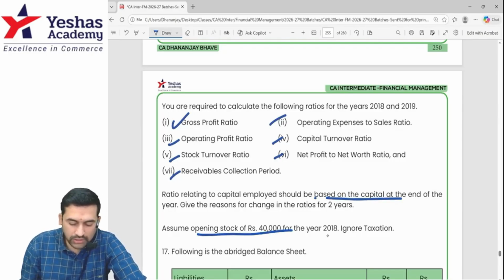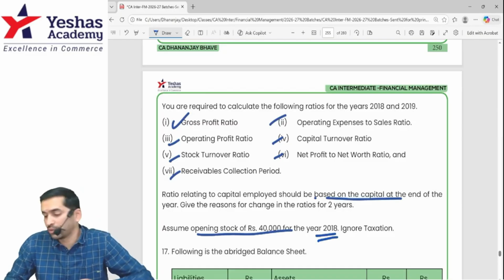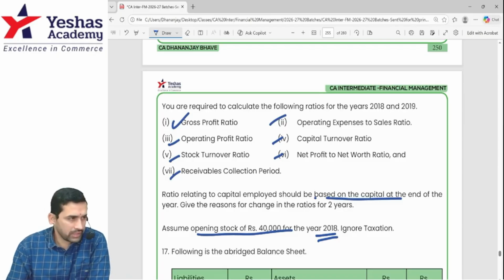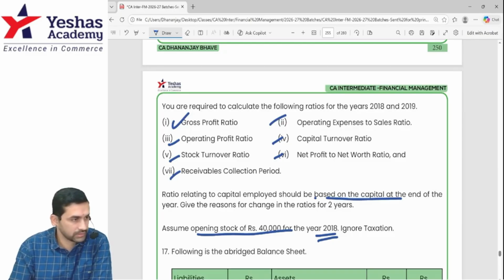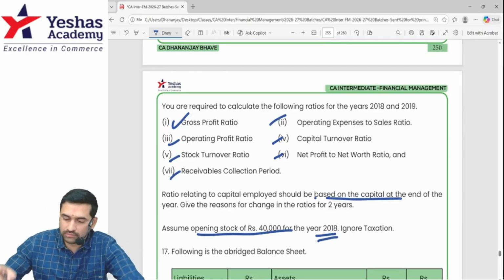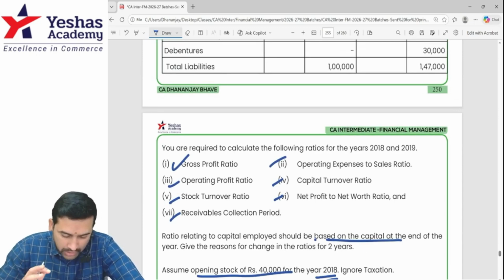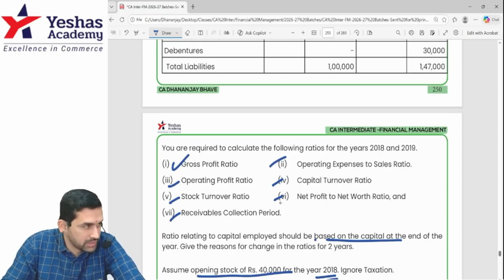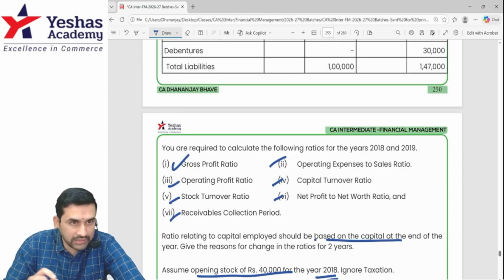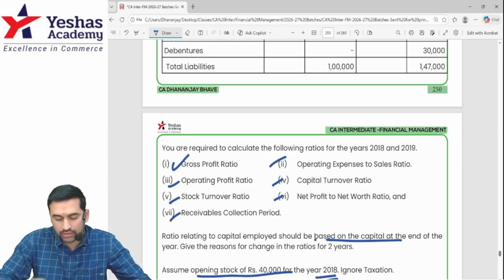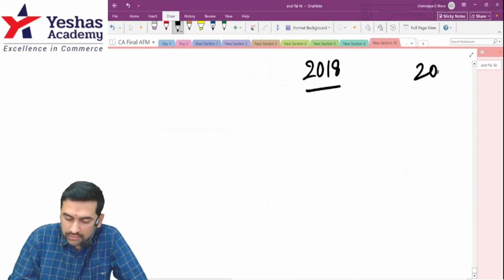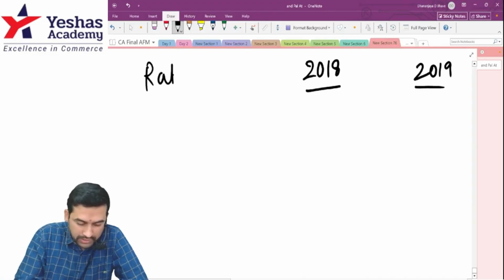Assume opening stock is 40,000 for 2018. Sir, what about 2019 opening stock, they did not give? Correct, simple. This is probably for the average inventory of both the years. Ignore taxes. Now tell me, my answer will have particulars and these seven ratio names and then 2018 calculation, 19 calculation. Okay. Listen first, 18 and 19 and the ratio that they want.